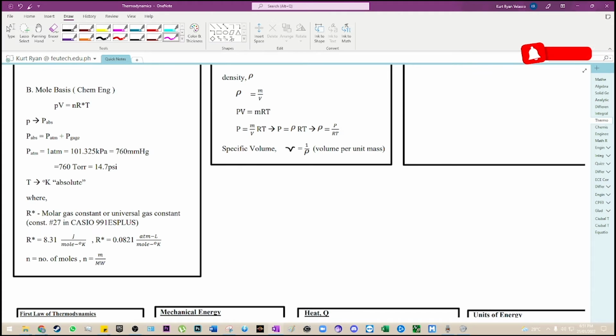Or the R is also 0.0821 when the unit is atmosphere liter per mole Kelvin. Okay, now the n here is the number of moles. So n here is equal to the mass all over molecular weight.